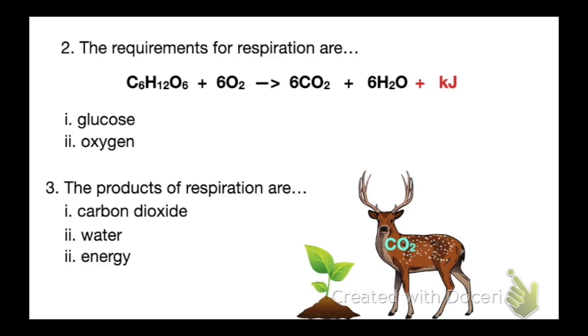So CO2 comes out of the deer. The deer has water as well and energy, right? The deer feels hot. It makes heat energy, and it uses the energy from that molecule to power all of its cells. Okay? Cool stuff. All right. Let's look at some other ways to look at this.